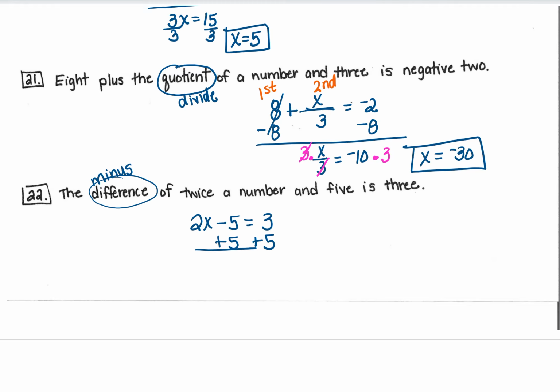Add your 5. 2x is equal to 8. That's a multiply by 2. So you're going to divide by 2 so that they cancel. And x is equal to 4.